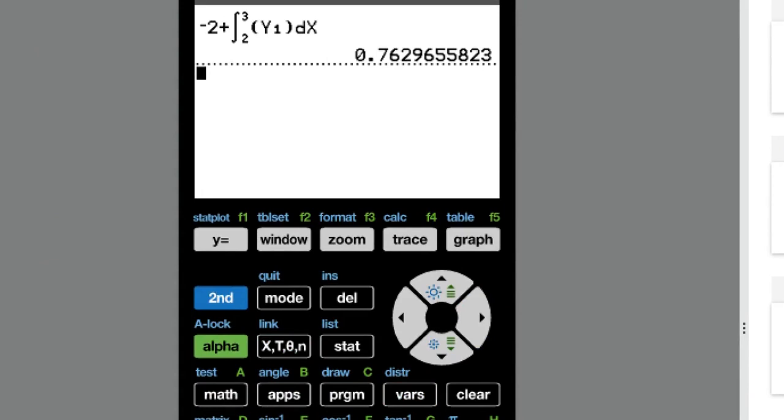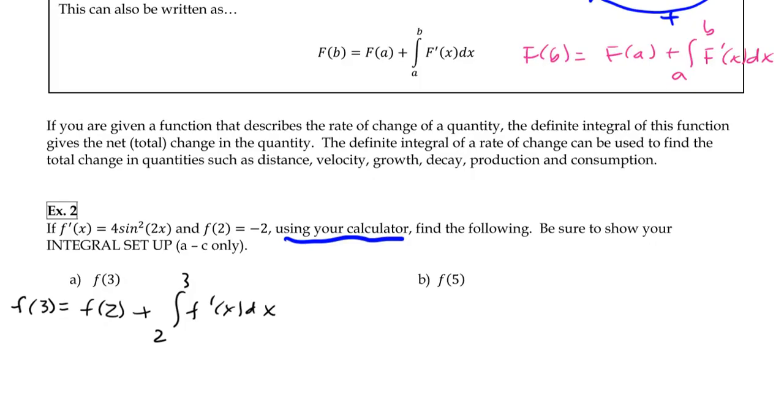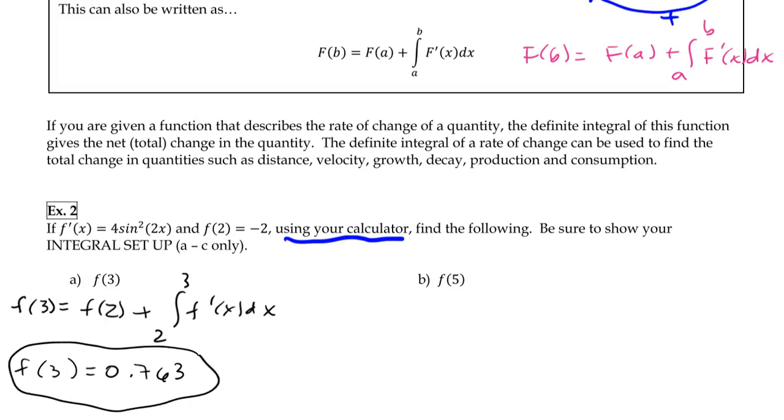It's as easy as that. Okay, I hope you guys are loving this net change theorem, the accumulation idea. We round to 3 places always, so 0.763. Okay, back to our notes. So we're right here, we can say f of 3 equals 0.763, and we're done. Okay, pretty cool. Okay, going on to the next one.